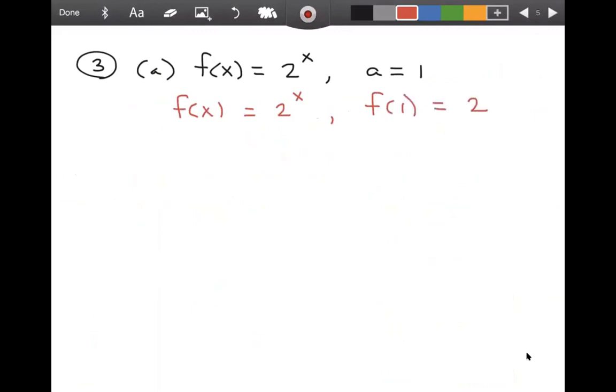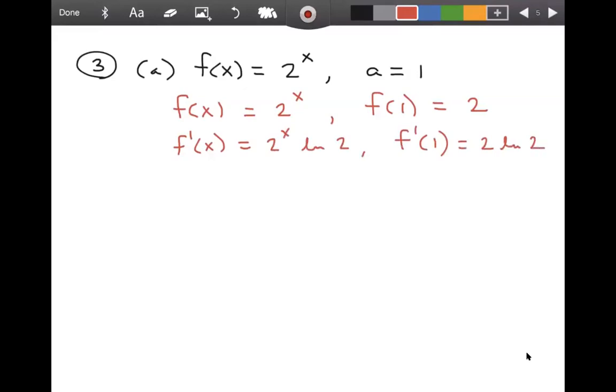All right, now who remembers how to find the derivative of 2 to the x? Okay, from way back in chapter 7, I don't think we've used it all that much since. The derivative of 2 to the x is 2 to the x times natural log 2, which means the derivative at 1 is going to be 2 times natural log 2.